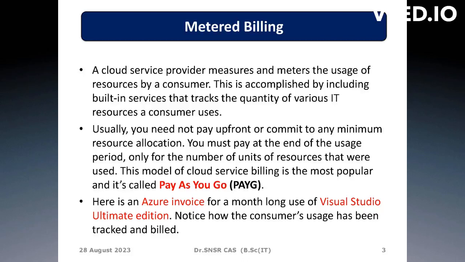So only for the number of units or resources that were used, you pay. This model of cloud service billing is the most popular, and it is called pay as you go, that is PAYG. Now, here is an Azure invoice for a month-long use of Visual Studio Ultimate Edition. Notice how the consumer's usage has been tracked and billed. So here we have to pay only for what we use. That can be done using cloud.